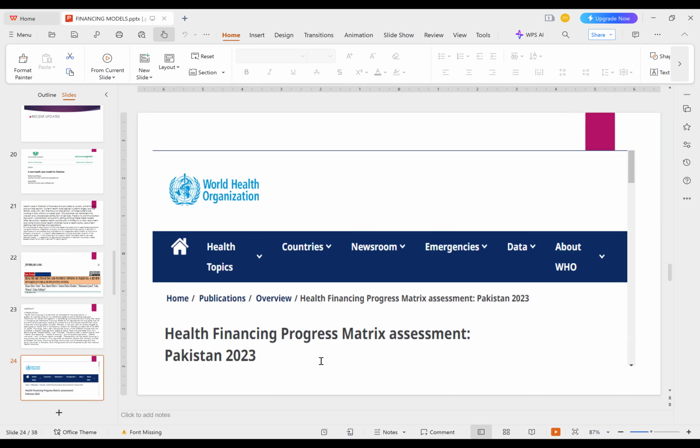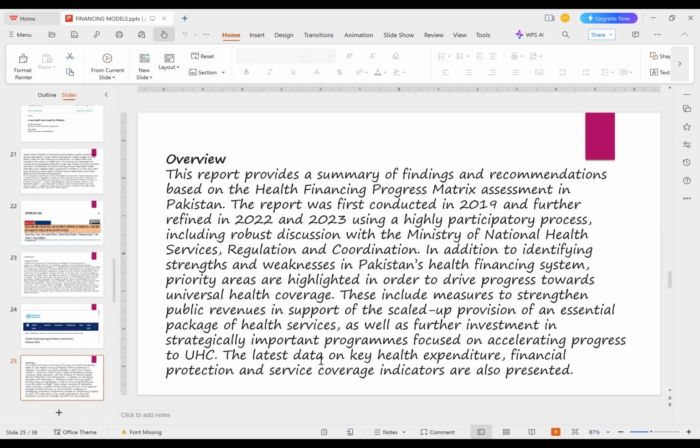World Health Organization Health Financing Progress Metric Assessment for Pakistan, published in 2023. The overview says the report provides a summary of the findings and recommendations based on the health financing progress metrics assessment in Pakistan. The report was first conducted in 2019 and further refined in 2022 and 2023 using a highly participatory process, including robust discussion with the Ministry of National Health Services, Regulation and Coordination.